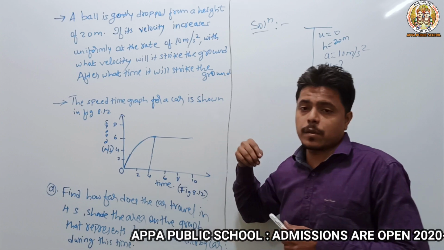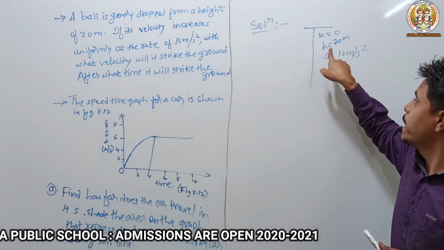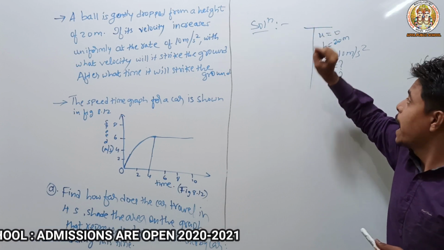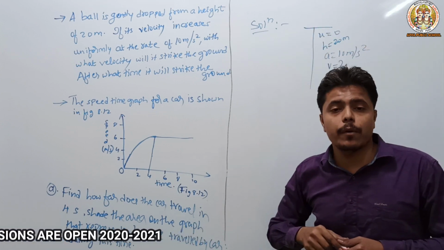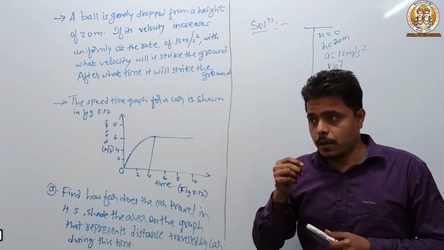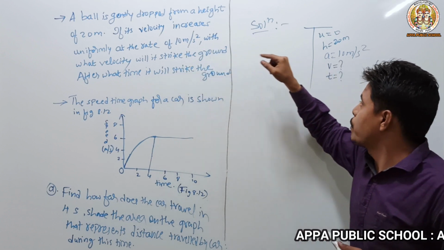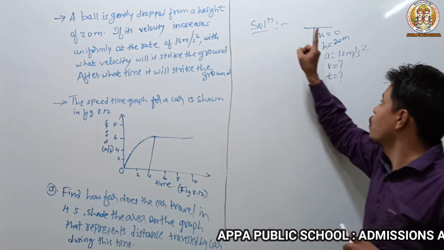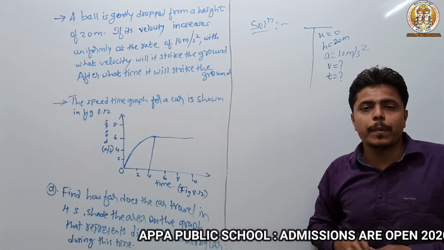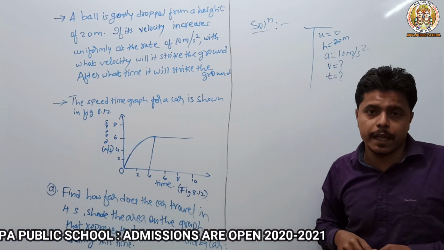Now what is the question once more? A ball is gently dropped from a height of 20 meter. And u is 0 because whenever a ball is thrown from a height, the initial velocity of that ball is 0. The velocity increases uniformly at the rate of 10 meter per second square, so acceleration is 10 meter per second square. Find the final velocity and time taken.